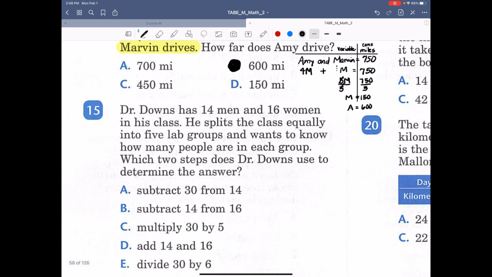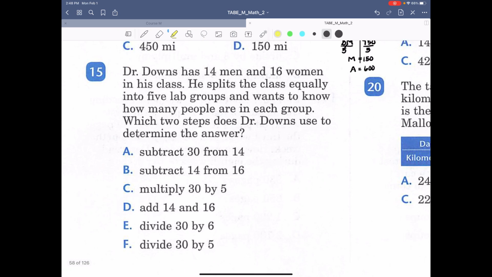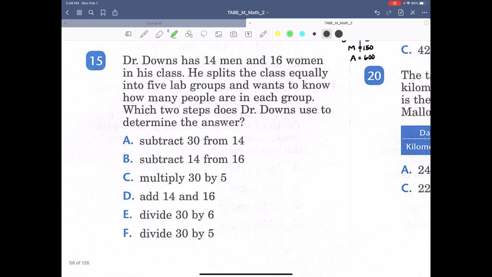Number 15. Dr. Downs has 14 men and 16 women in his class. He splits the class equally into 5 lab groups and wants to know how many people are in each group. Which 2 steps does Dr. Downs use to determine the answer?